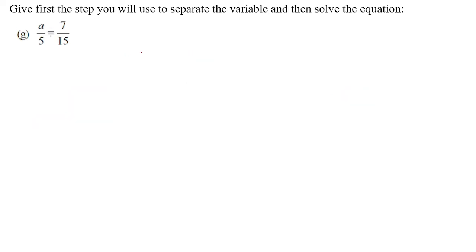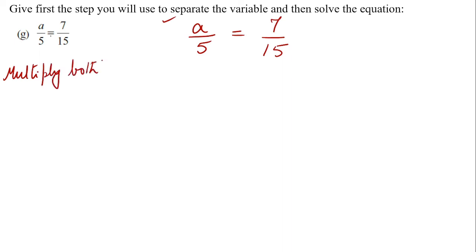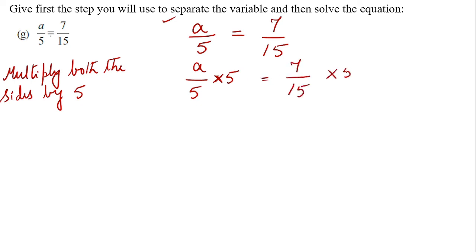The next one is A divided by 5 is equal to 7 divided by 15. The unknown number is A and it is divided by 5. As such, the first step of simplifying this equation is to multiply both the sides by 5. So A divided by 5 into 5 is equal to 7 divided by 15 into 5.